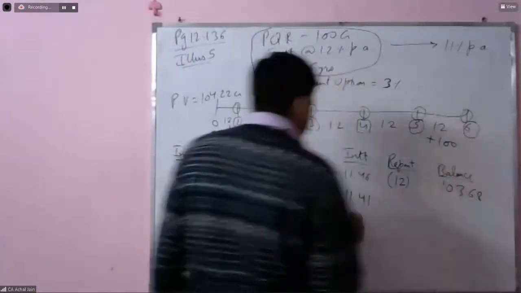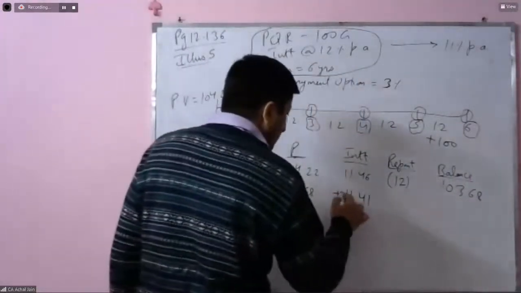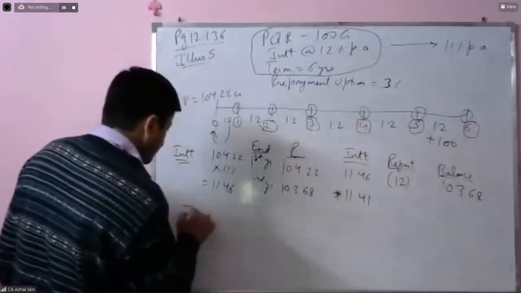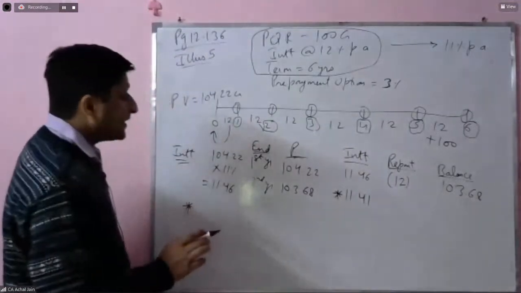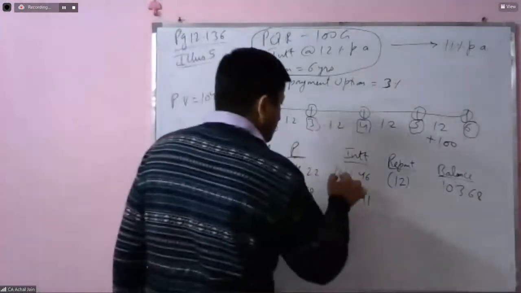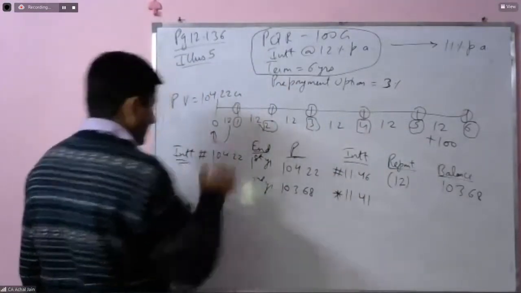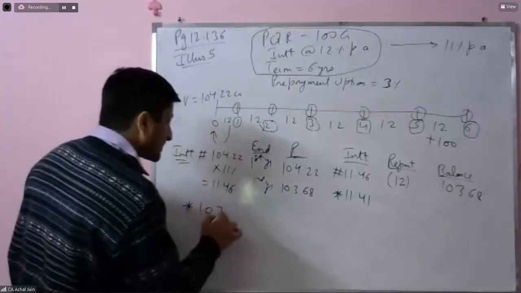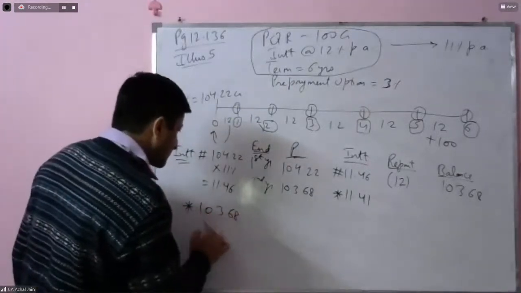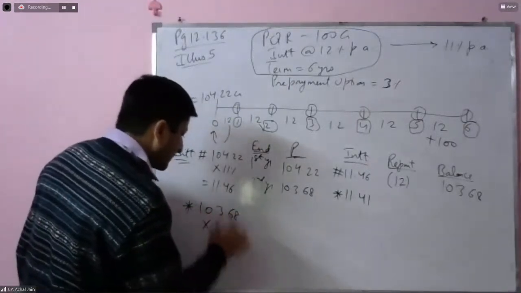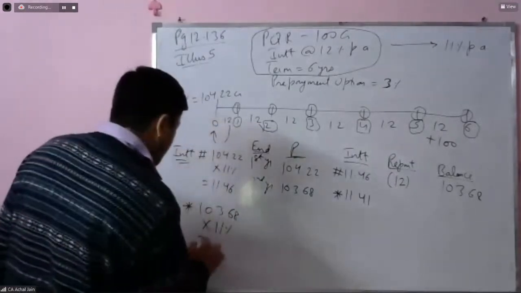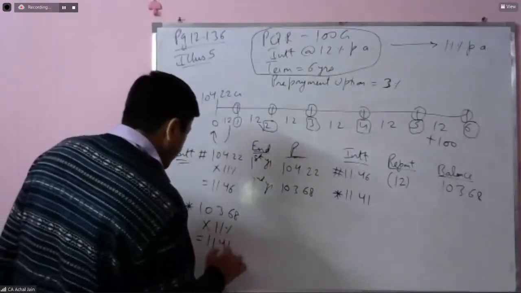And let's understand how this amount is computed. So what have I done? I'm just giving this hash, and this is for next year: 103.68 into 11%. So what do we get? 11.41.